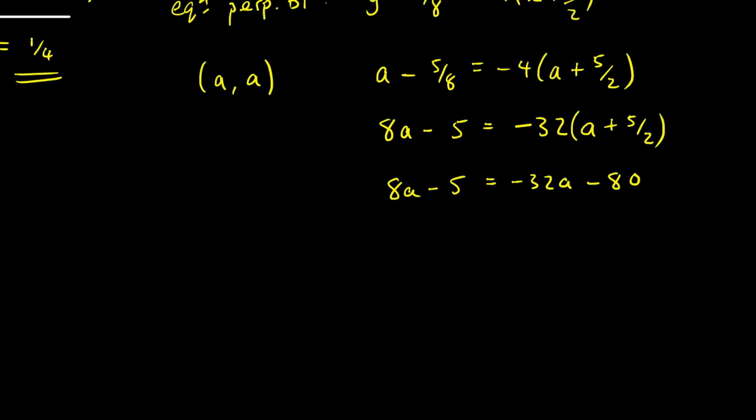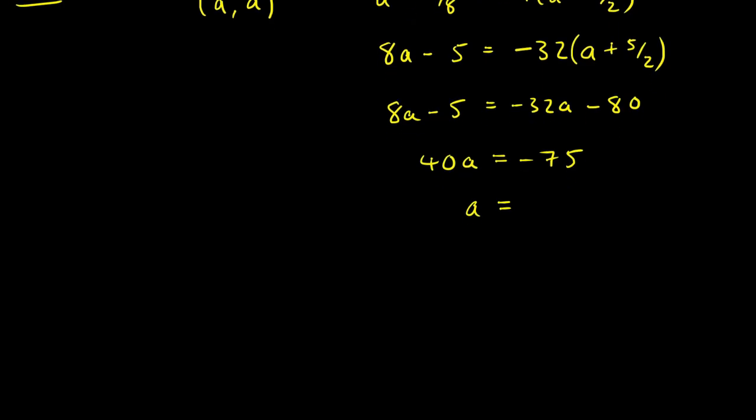And I will add 32a to both sides. So that'll be 40a. And I will add 5 to both sides. So that will give me negative 75. And then I need to divide both sides through by 40. So I'm going to get negative 75 over 40.